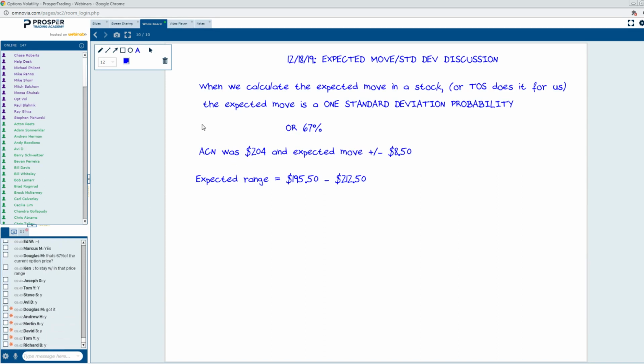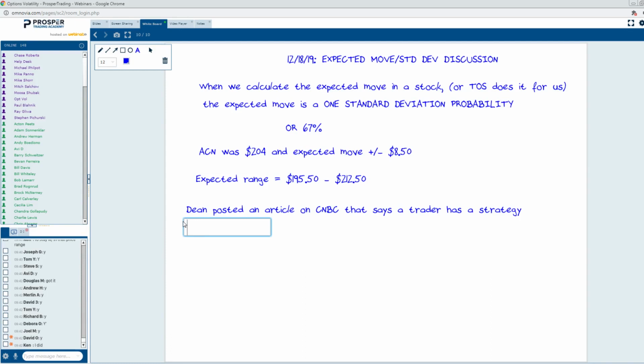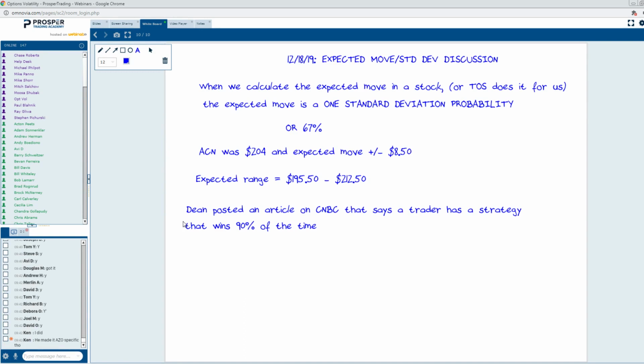Okay, now the article that Dean posted up here, and I don't know if anybody looked at it. Dean posted an article on CNBC that says a trader has a strategy that wins 90% of the time. That's easy. That is really easy to come up with a strategy that wins 90% of the time. Yep, I'm going to go through that, Ken. I'm going to do it on AZO.